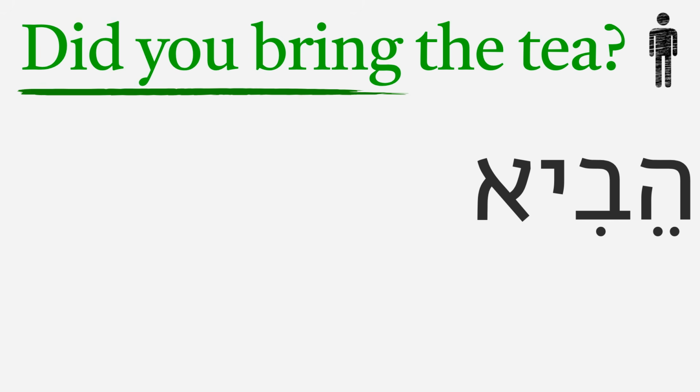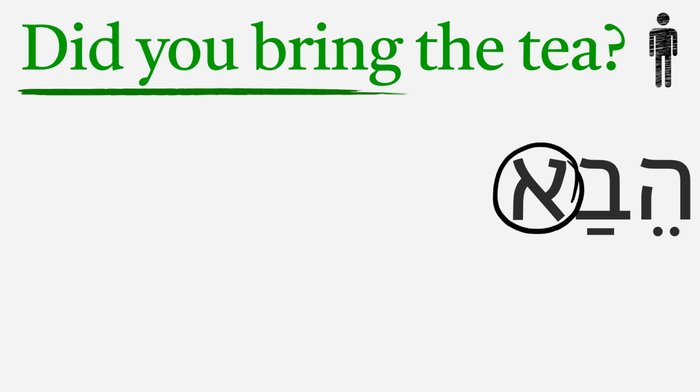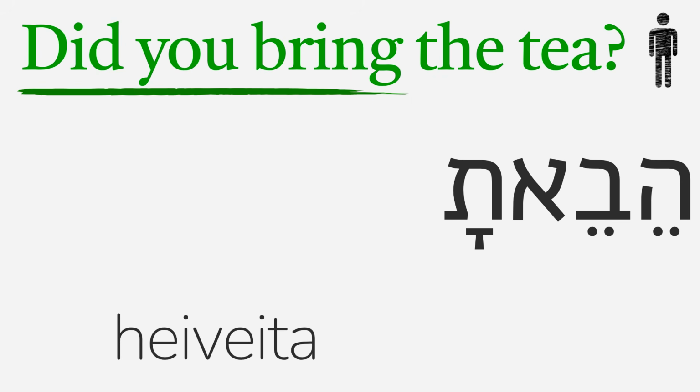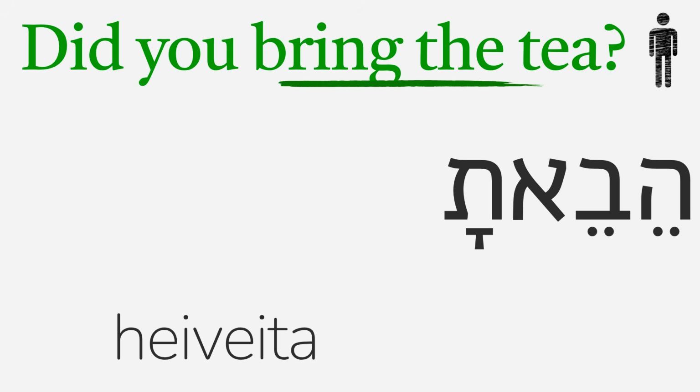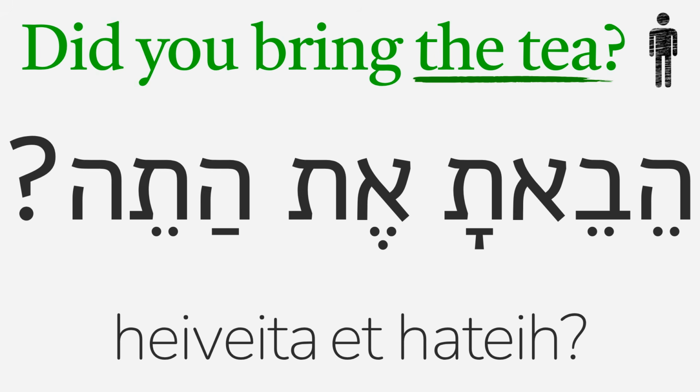To make the ata, you masculine singular, form of the past tense, we would usually change the hirik and yod to a patach. But because of the third root letter aleph, we will change it to a tsere instead, and then add the ending ta. Heveta, you brought masculine singular, or as a question, did you bring? The tea, as the definite direct object of the verb, is et hate. Heveta et hate. Did you bring the tea?